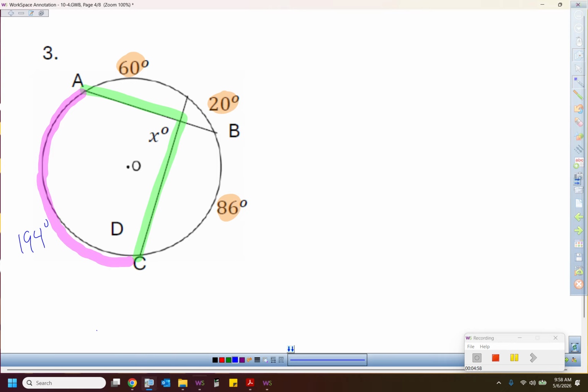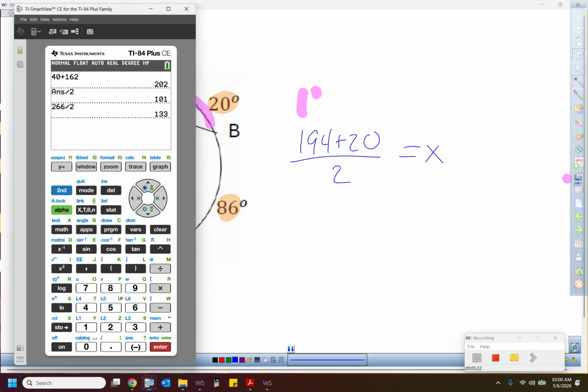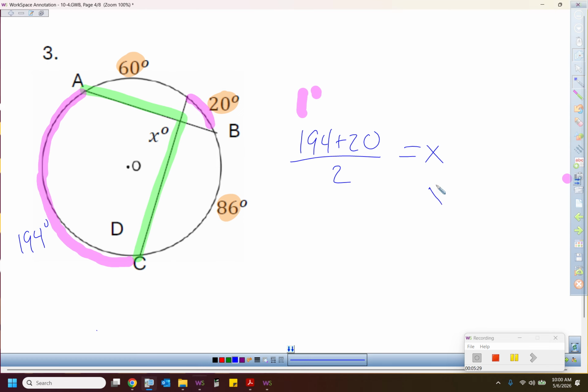And then who's the arc that I need that's vertical to that one? So there's a 60, a 20, and 86. Which one do we need? Are we cool with the 20? Right, those two are vertical to this guy. So we'll add them up with a pen, not a highlighter. 194 plus 20, then a little divide by 2, and that will equal x. Inside means add, baby. But please do the numerator first. Hit equals, then divide by 2. And I got 107 back. Throw a little degrees on there.